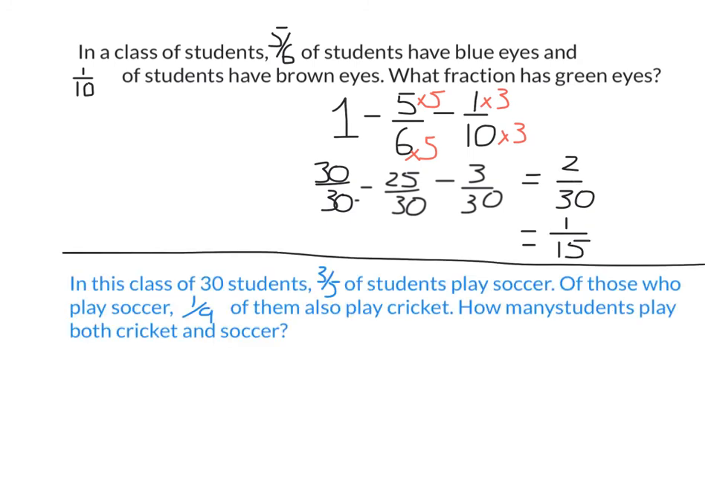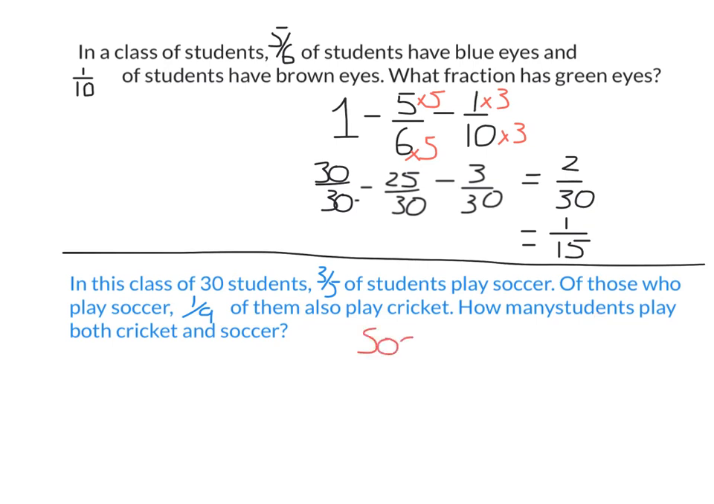So let's look at this question here. In this class of 30 students, 3/5 of them play soccer. Of the soccer players, 1/9 of them play cricket. How many students play both cricket and soccer? So just be aware of what the question's asking. In the last one, it said what fraction, so the answer I gave was a fraction. Here it says how many, so my answer should be a whole number.